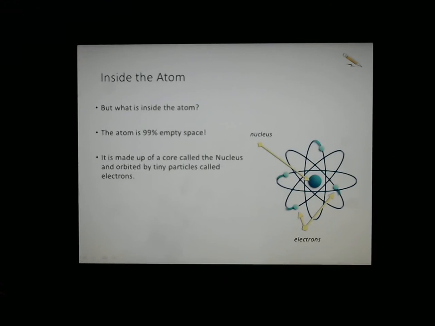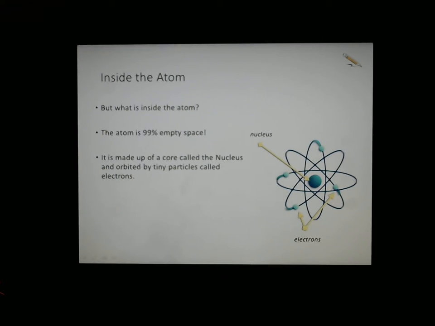So let's talk about inside the atom. What's really fascinating, and I want you to take a quick look down at yourselves here, the atom is 99% empty space, which means you're 99% empty space. And the chair you're sitting on right now is 99% empty space.